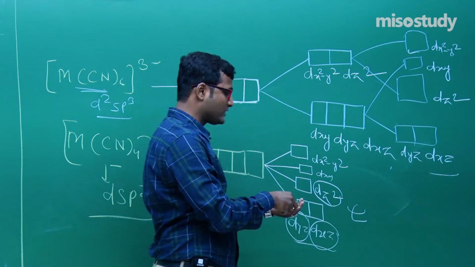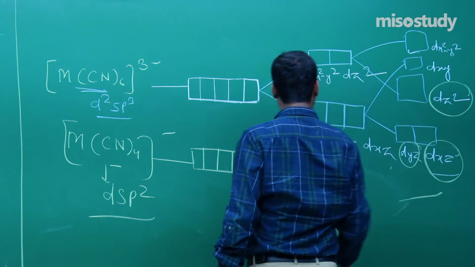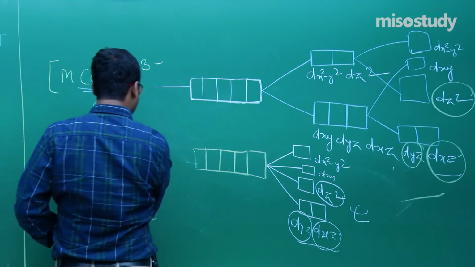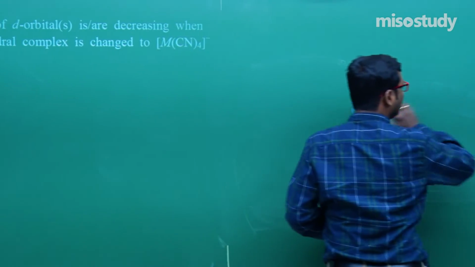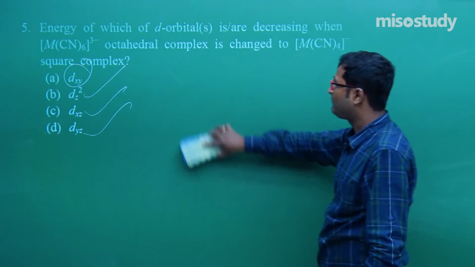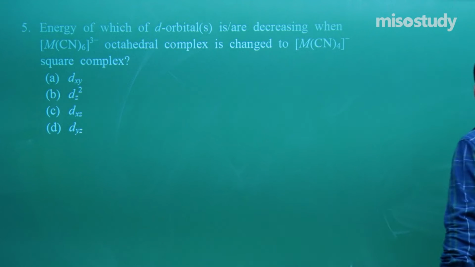Look at what I'm telling. Which are getting less energy? dz square, dyz and dxz. So for this, we are correct. The three options are correct: yz, xz and dz square. I hope you can easily solve such kinds of questions if you have a strong foundation related to the question. Wait for a moment. Give me a few seconds.